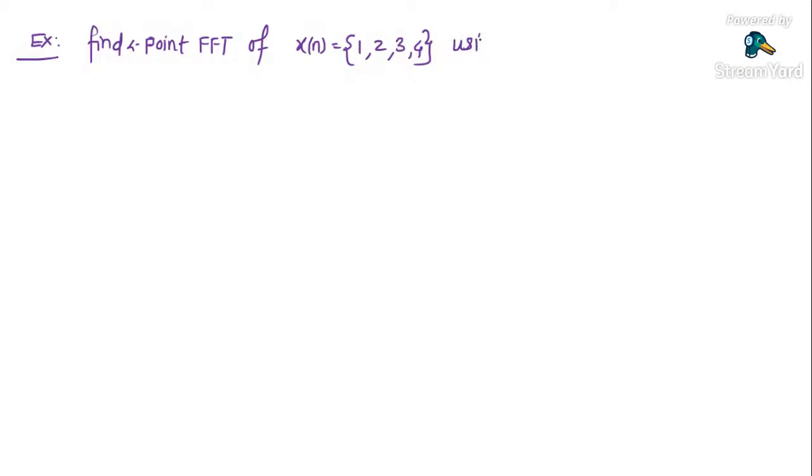We will take one more example. Example number 2 we will take for calculation of the 4-point DFT. Find the 4-point FFT of x of n is equal to 1, 2, 3, 4 using the DIT FFT flow graph.